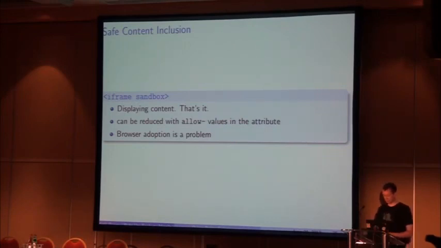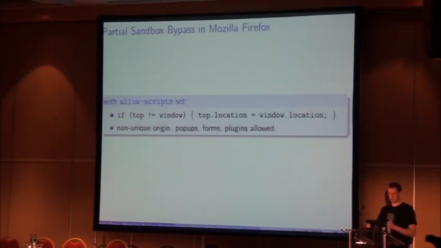And when you do allow scripts, you usually shouldn't be allowed to do plugins and top navigation and all that. But I did find a bypass in Mozilla Firefox just last year. Basically, if scripting is allowed, you can navigate the top window just by doing the very typical frame busting thing and reload the same document in the outer window, which means it's not in an iframe anymore and you don't have any restrictions. The origin is not unique anymore. You are allowed to do pop-ups, forms, plugins, browser exploitation, whatever. Plugins means browser exploitation.